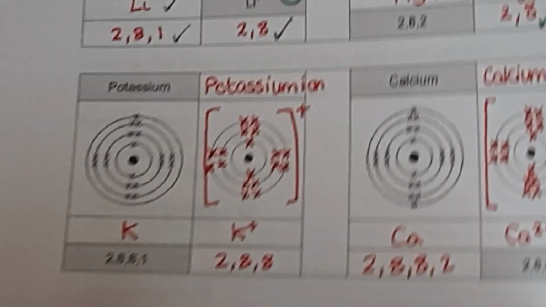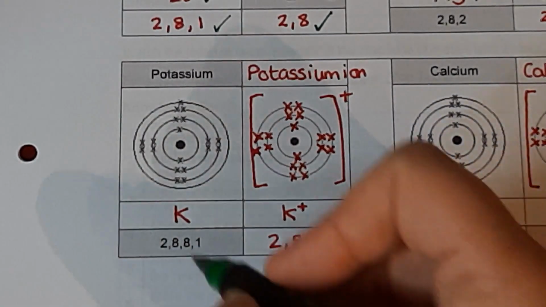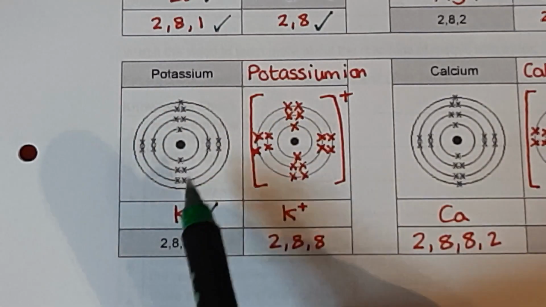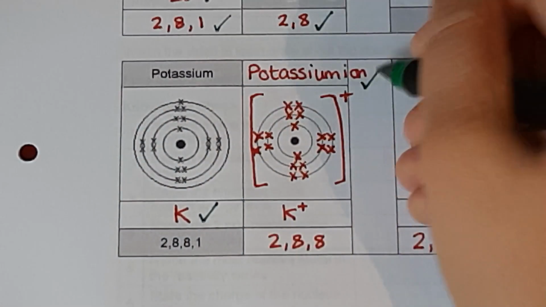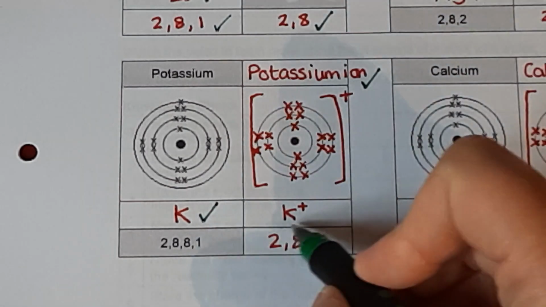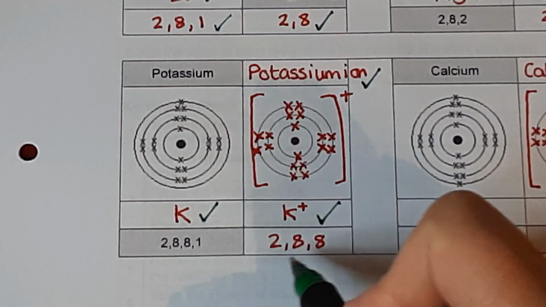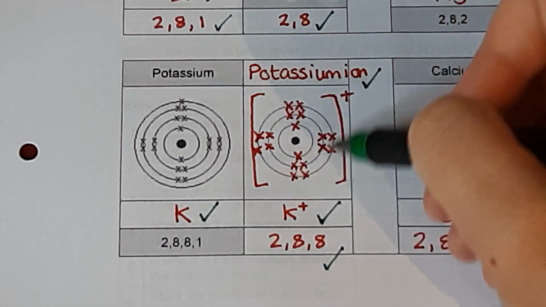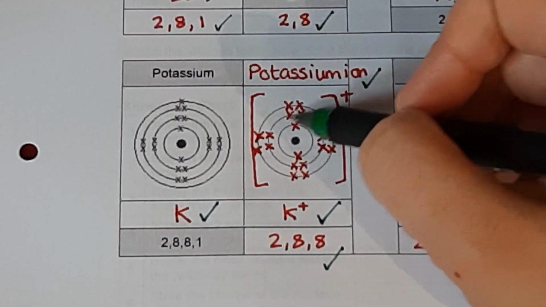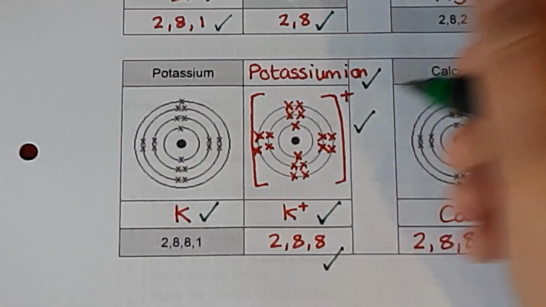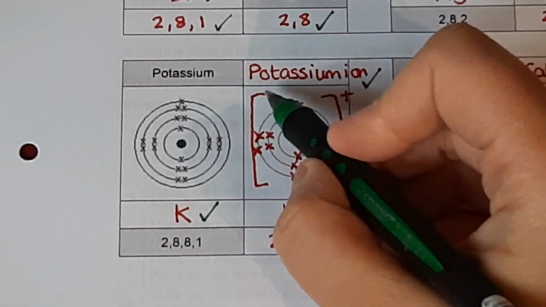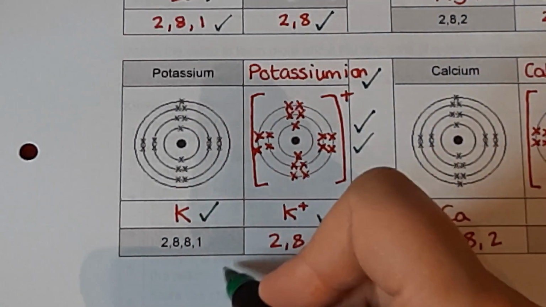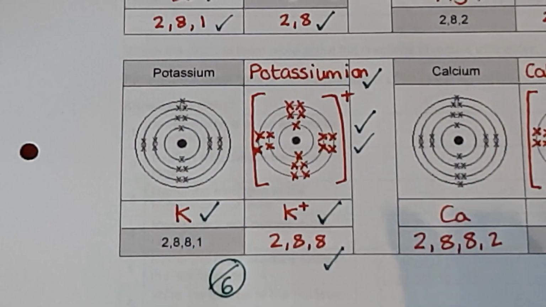So we're going to move on to potassium. The symbol is a capital K. This time they've done their cross diagram correct. Here we've labelled it potassium ion, and it's K+, and 2-8-8 is the configuration. Now if you've got the crosses correct, so 2 in the inner circle, 8 in the next 2 circles, you can have a mark for that. And you can have another mark for drawing the big bracket with a plus outside of it. So again, that one is out of 6.